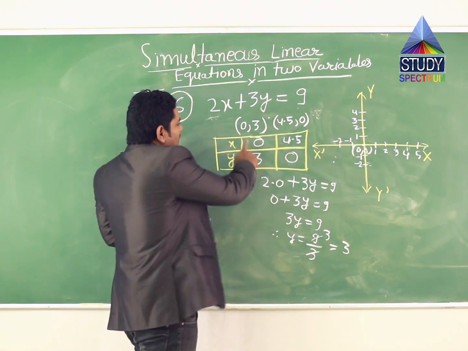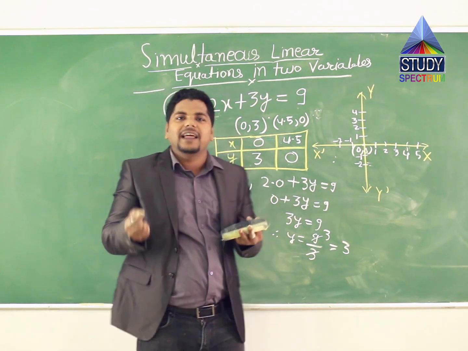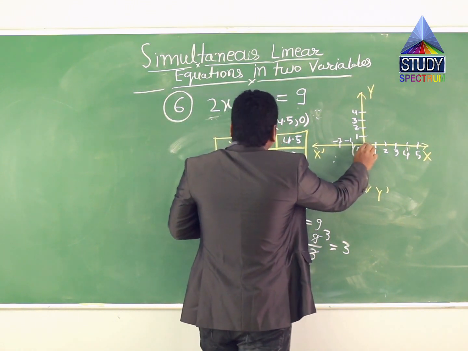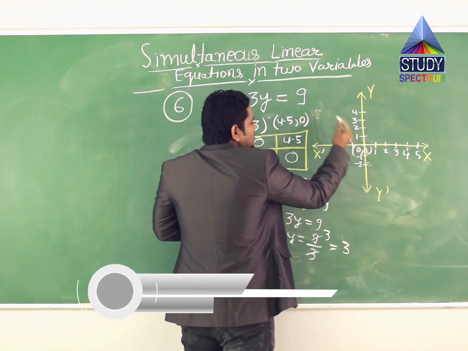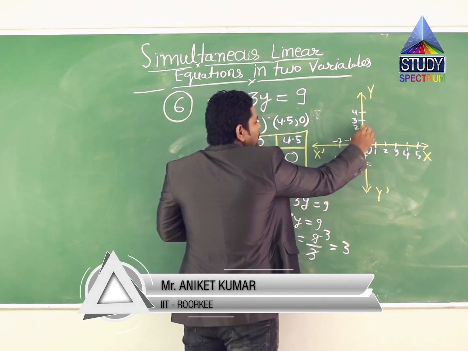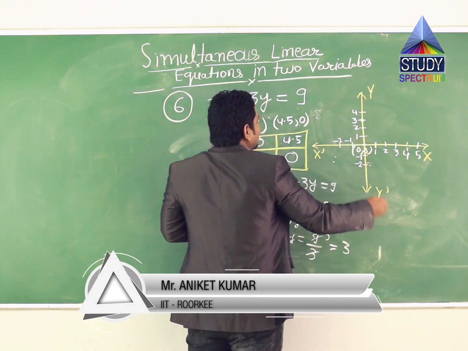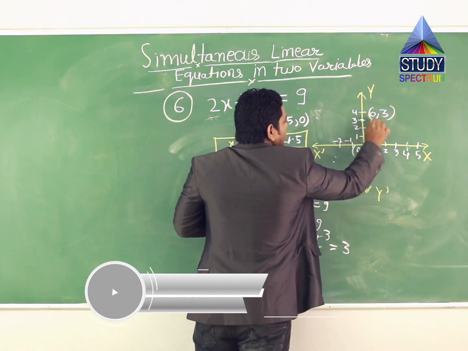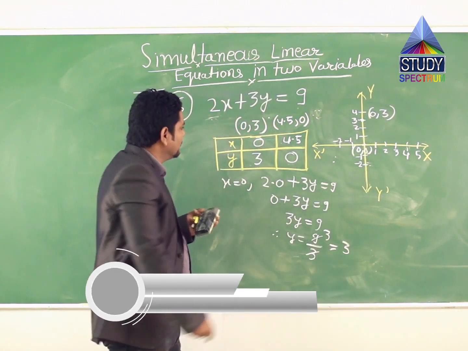It means we have not moved any unit in x direction, so we are still here, and 3 units in y direction, positive y direction. So 1, 2, 3. So this is the point 0, 3.